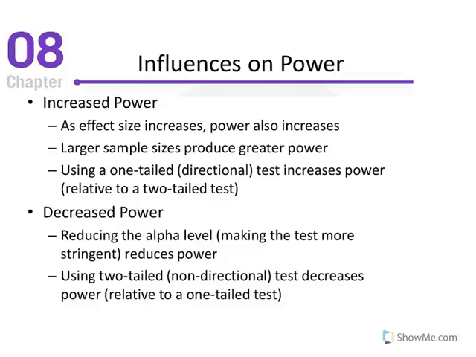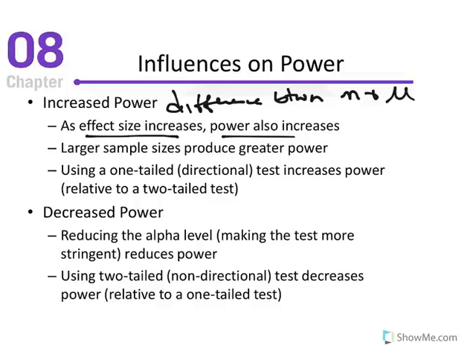So as effect size increases, power also increases, which makes sense, right? Effect size is the difference between M and mu. And again, by definition, what does power represent? It represents the probability of accurately rejecting the null hypothesis. So obviously, if we see a larger effect size, then we're going to reject the null, and the larger the effect, the more likely we're going to correctly reject the null hypothesis.